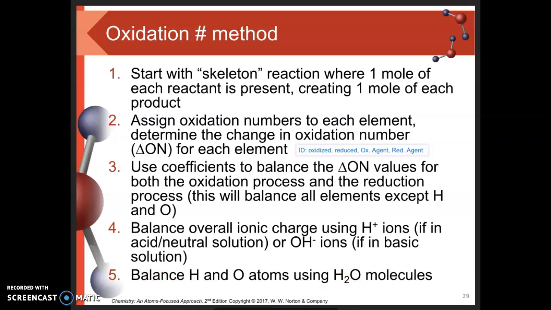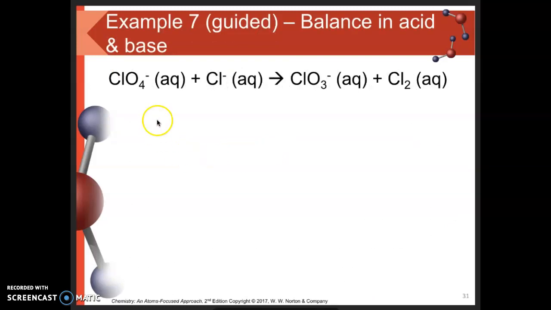So let's take a look at a couple of examples. Our first example here, we have perchlorate reacting with chloride to make chlorate ion and aqueous chlorine. One thing I want you to notice right off the bat is that we have a couple of species here that appear to be very similar to each other. The perchlorate and the chlorate are separated by an oxygen. The chloride and the chlorine are separated by charge and by an additional chlorine over here.